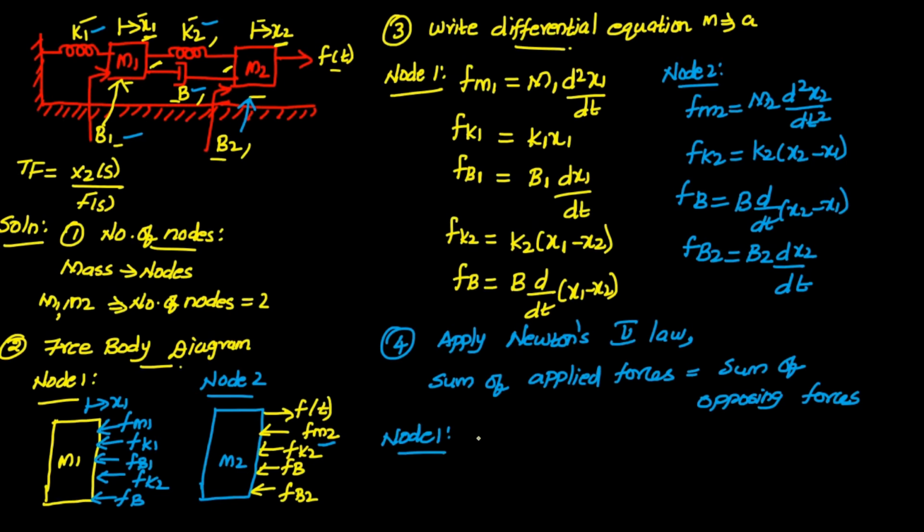So for node 1, we don't have any applied force. Therefore, the applied force value is equal to 0. So what are all the opposing forces? Fm1 plus Fk1 plus Fb1 plus Fk2 plus Fb.